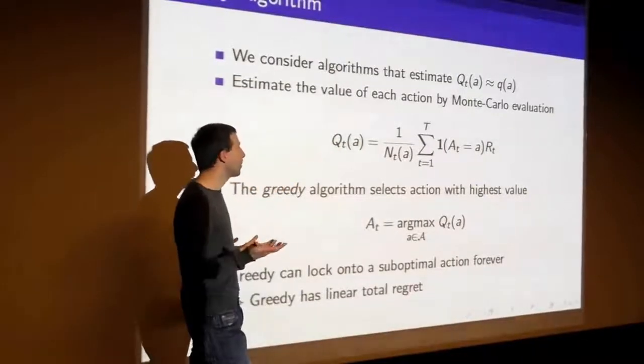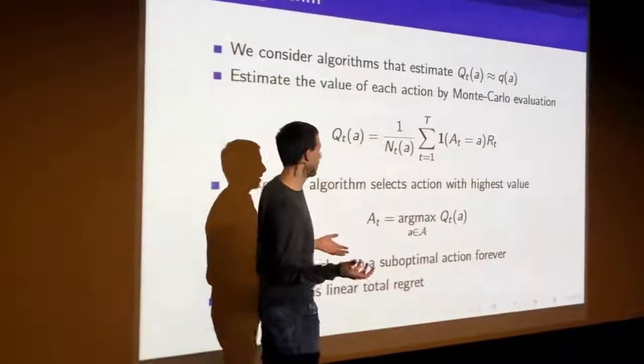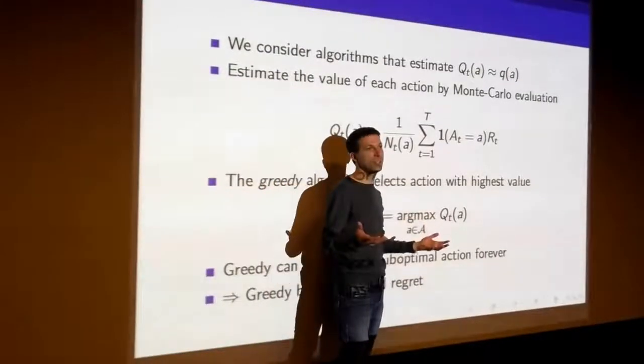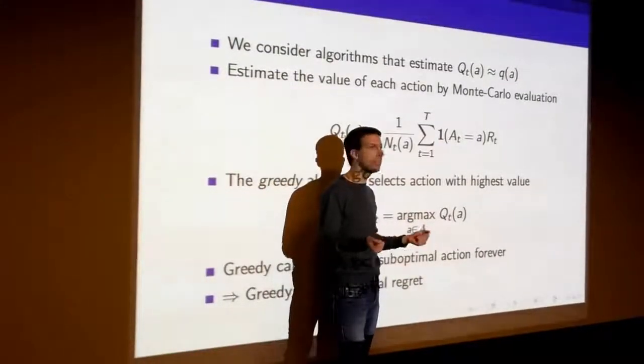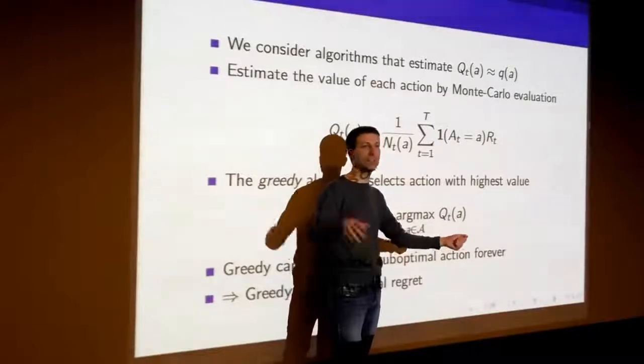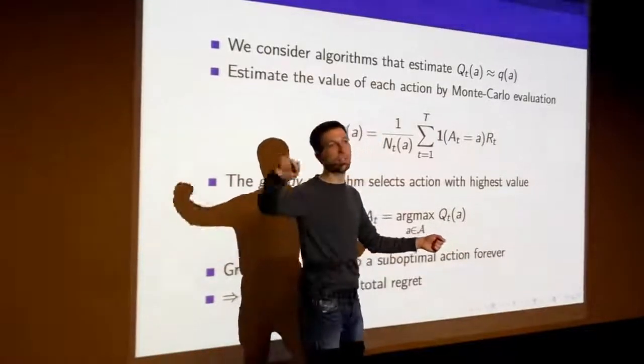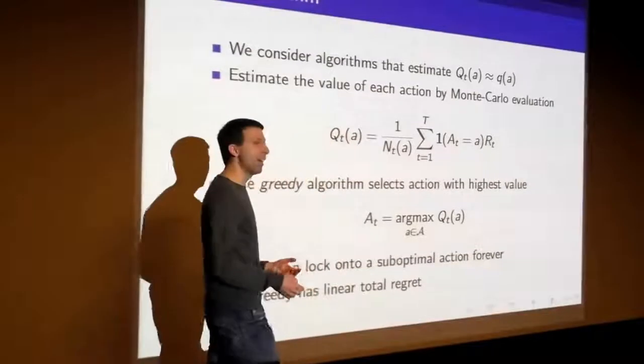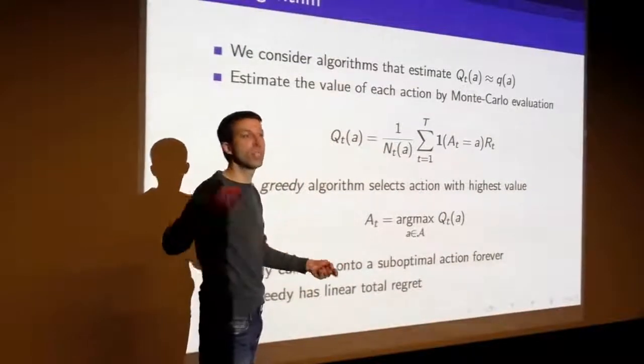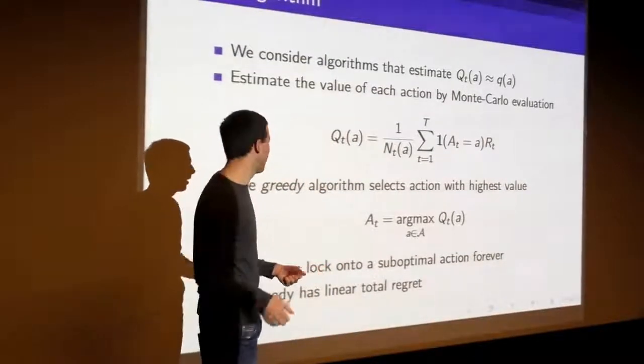Okay, so the greedy algorithm, what does it do? Well, it selects the action with the highest value. That's the natural thing to do. So we've estimated how good this action is, and we've estimated how good this action is. If this one's higher, we just pick it. Okay, and the greedy algorithm doesn't explore at all. It just picks it, picks it, picks it, picks it.